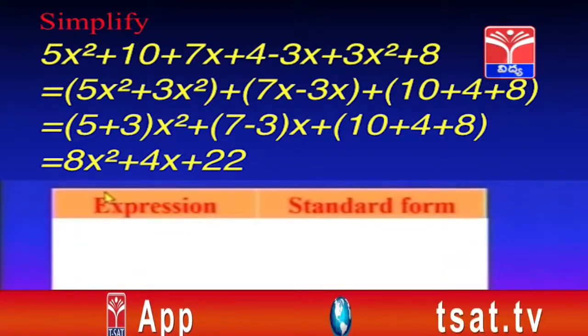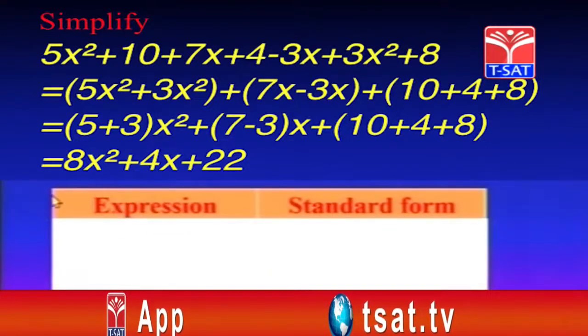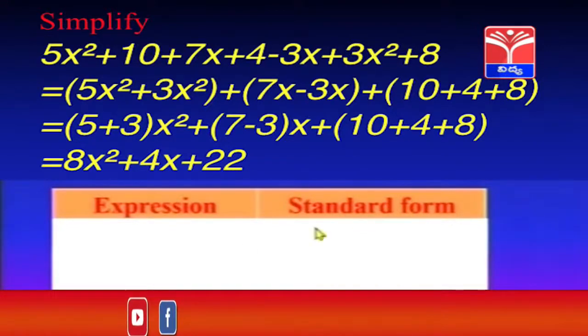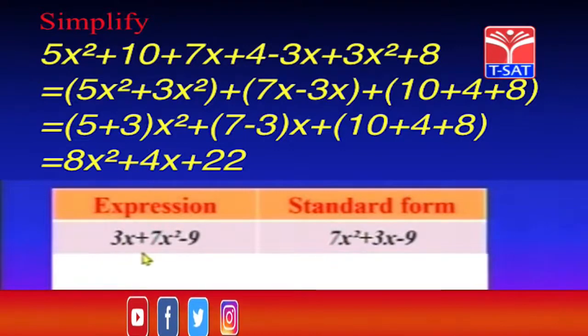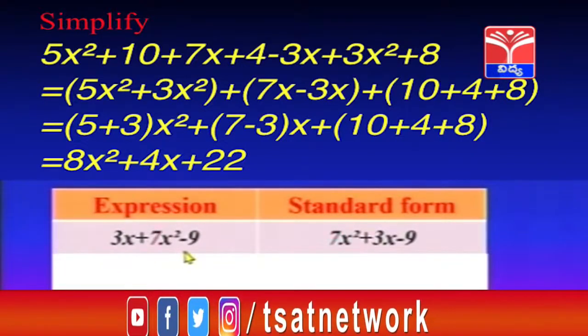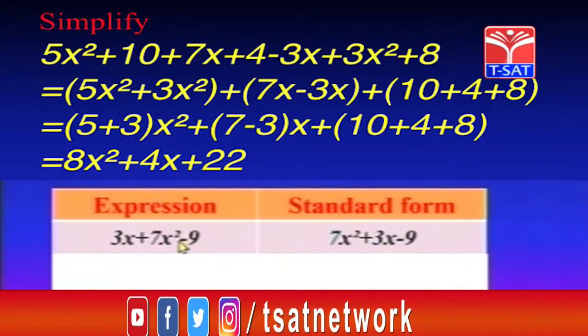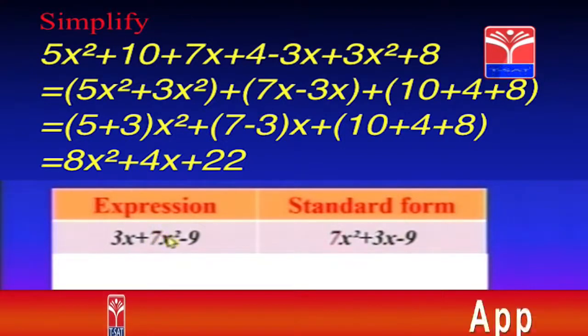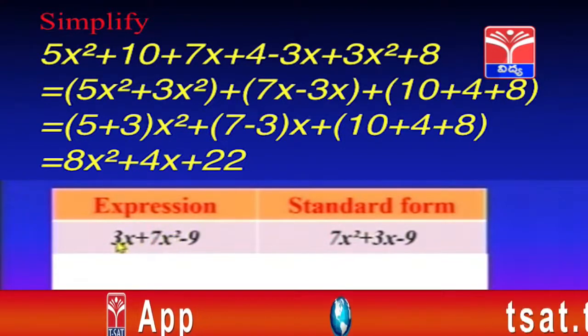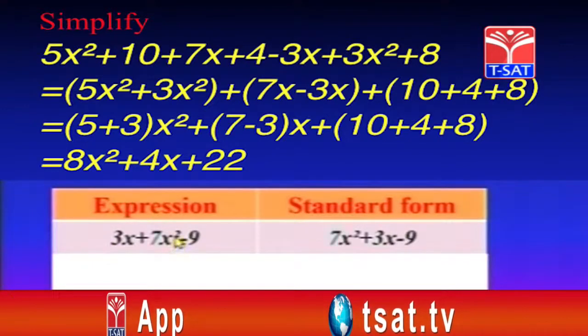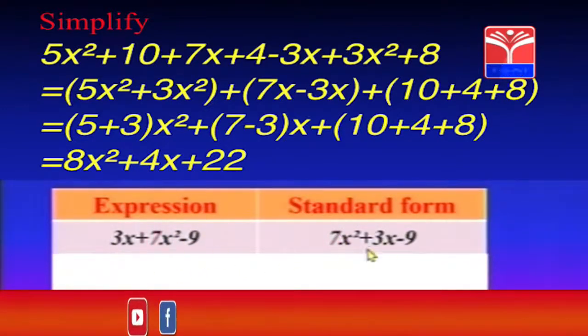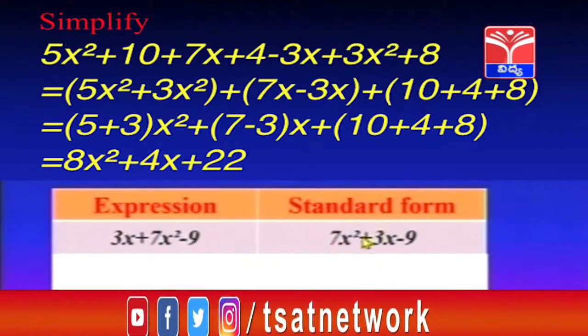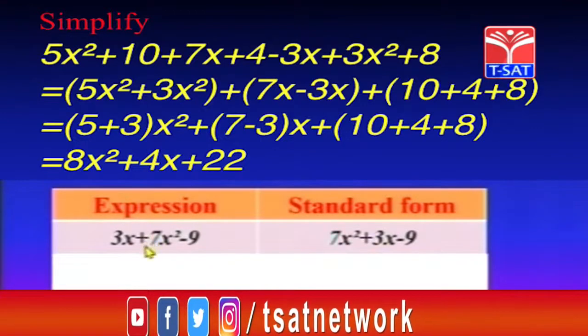Now let us consider a small table and see how you write the expressions in their standard forms. Now 3x plus 7x square minus 9. Now I'll arrange these terms, as you see, in the descending order of their exponents. So I'll write 7x square first, then next plus 3x, last one minus 9. So this is called the standard form of this particular expression.